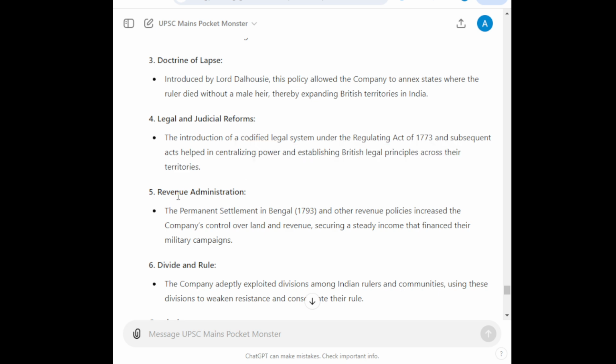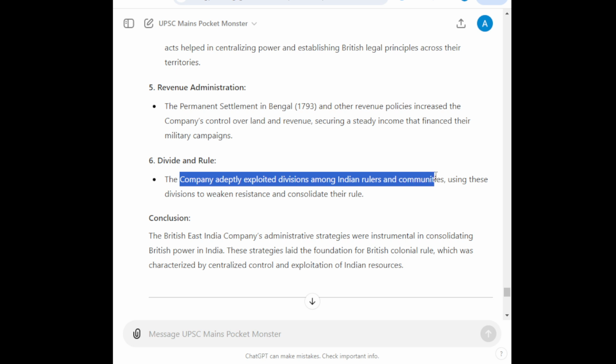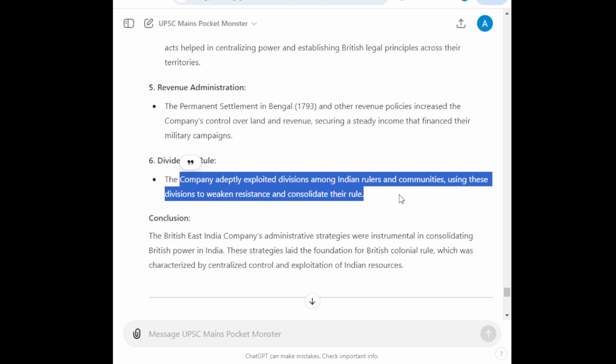Right, revenue administration. The permanent settlement in Bengal, 1793, and other revenue policies increased the company's control over land and revenue, securing a steady income that financed their military campaigns. Divide and rule. The company adeptly exploited divisions among Indian rulers and communities, using these divisions to weaken resistance and consolidate their rule.